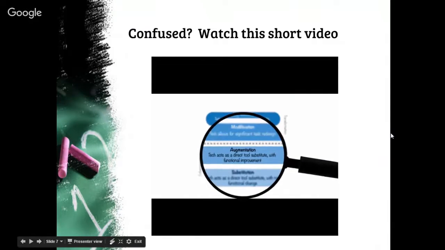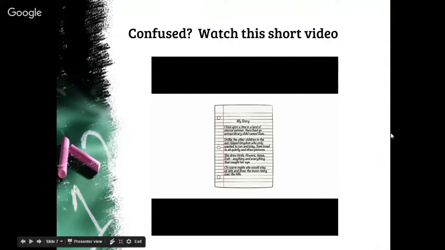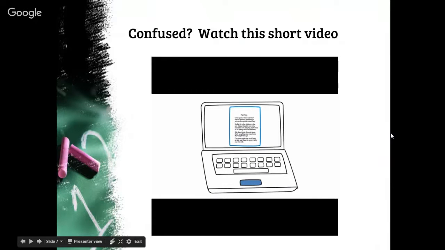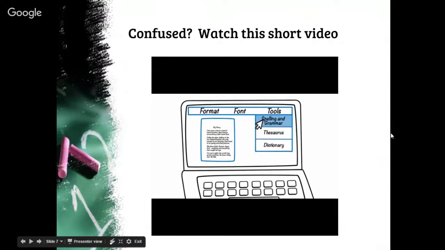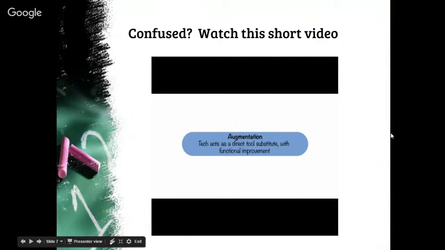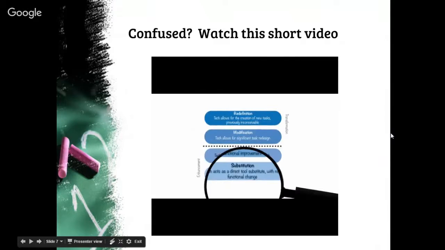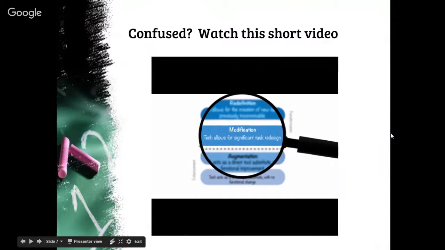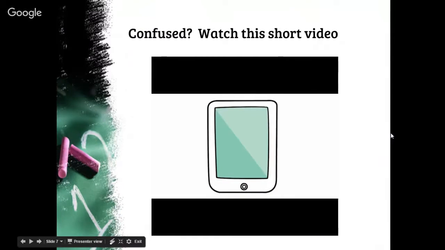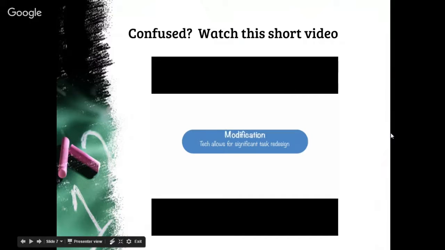In augmentation, technology still substitutes, but with some functional improvements. What if you took the same creative writing assignment and had students use a word processing program? They could use features such as spell check and tools for formatting. Again, the story writing task is the same, but the technology augments it with enhanced productivity. In modification, technology should allow for significant task redesign. Take the same creative writing assignment and have students use Google Docs to write their stories. Students can then share these stories with peers and provide real-time feedback. Here, technology has significantly modified the original task by introducing the benefits of student collaboration.